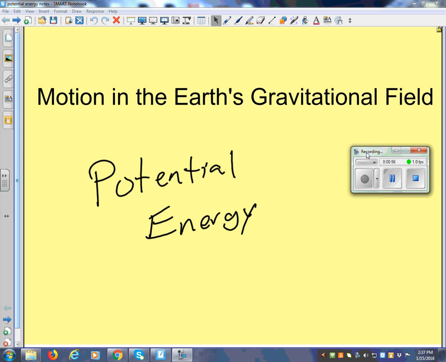Okay, so now potential energy could be gravitational, but it could also be chemical or that type of thing. We're going to deal mainly with gravitational potential energy. Chemical potential energy, that's for down the hall.